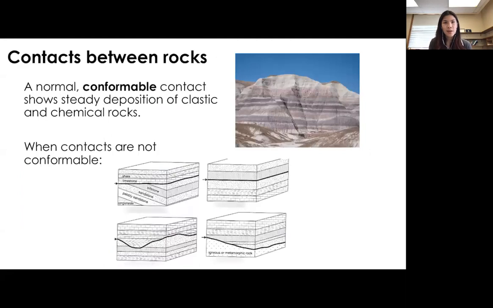The last thing I want to talk about are the contacts between rocks, because this helps tell how much time has passed between each rock type. So there's 4 different contacts that we'll go through. And these are all non-conformable. So a conformable contact is when rocks are just deposited on top of each other in a steady sequence with no gaps in time.